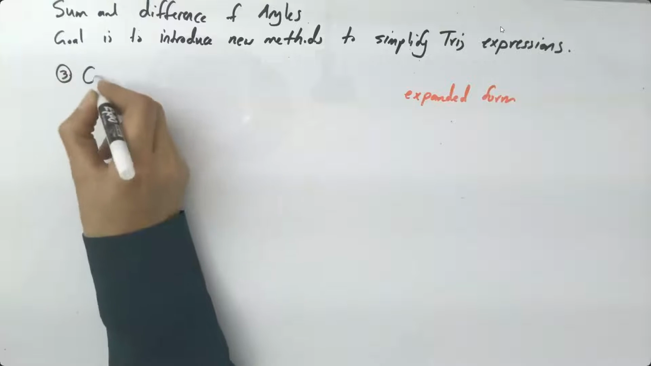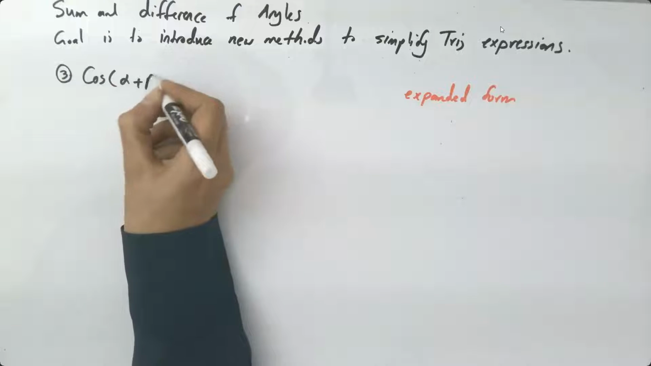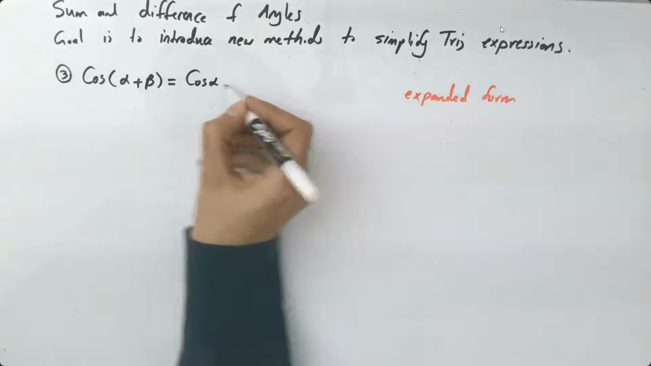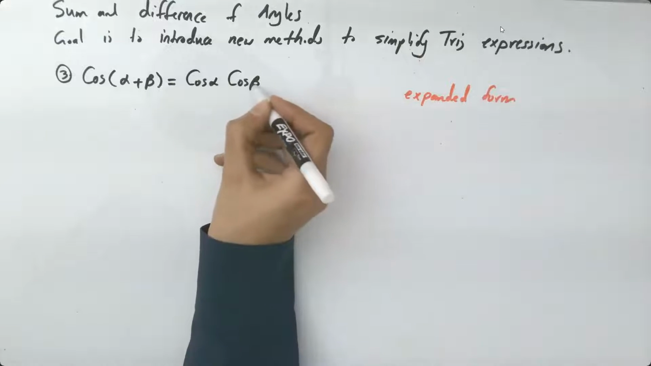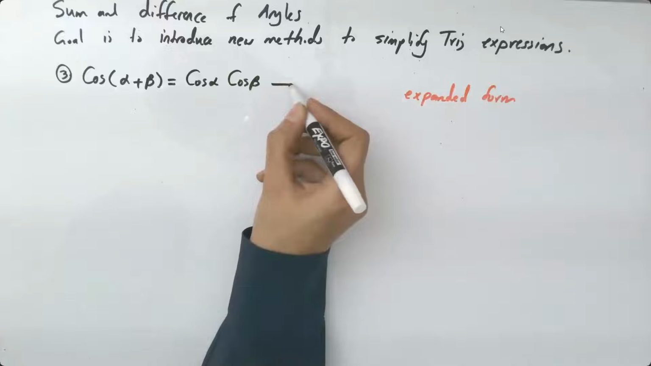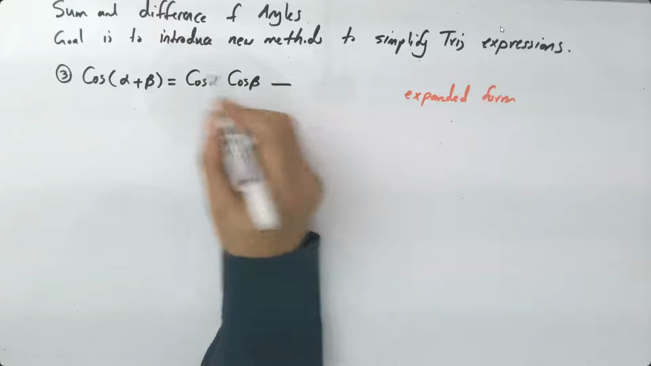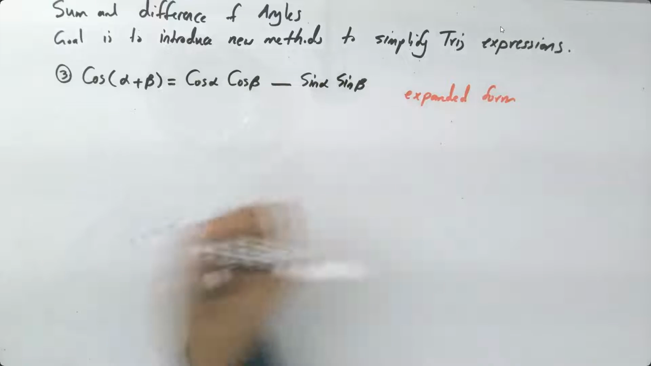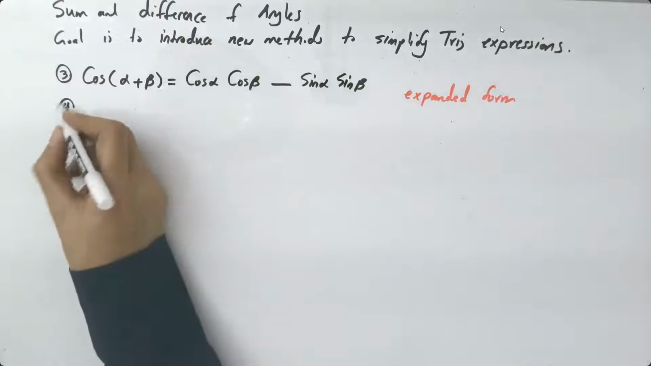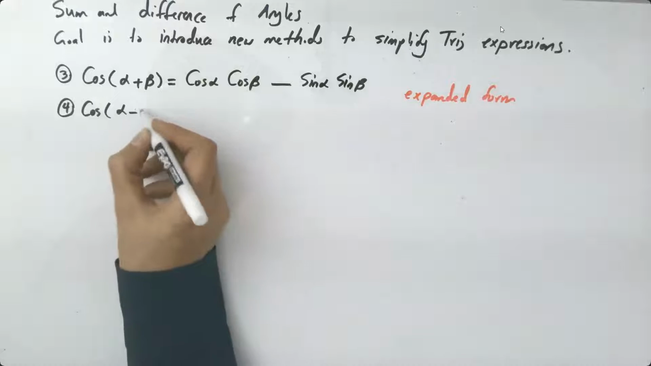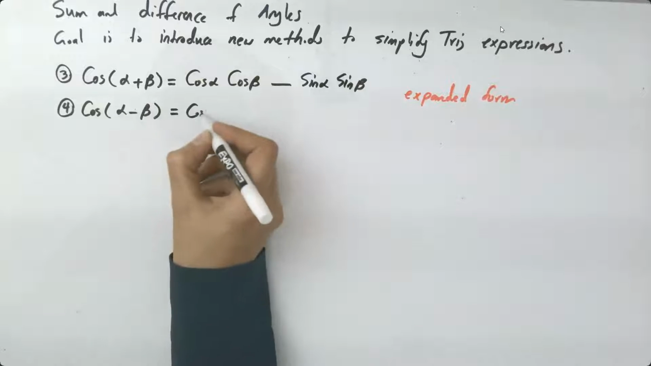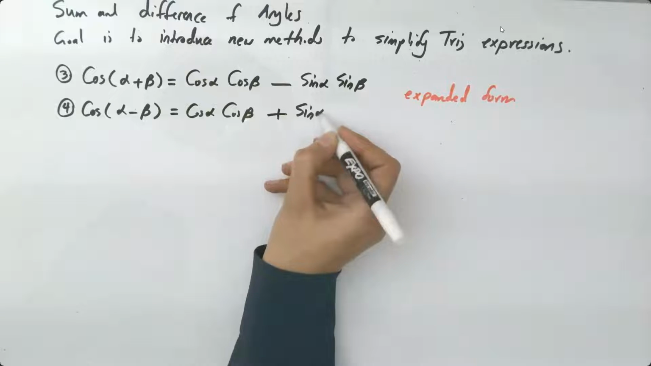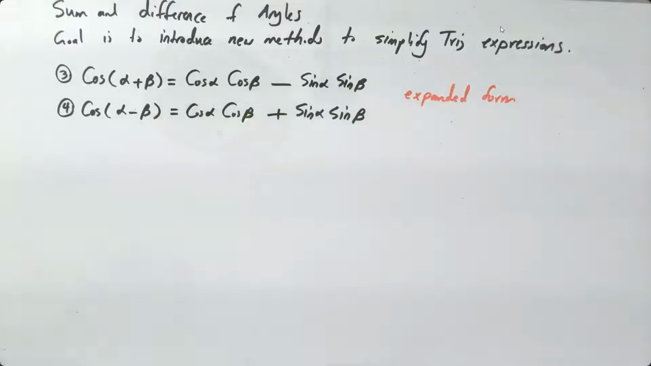Number 3, if you have cosine of alpha plus beta, this is going to be cosine of alpha times cosine of beta minus, so we are using the opposite operation, sine of alpha times sine of beta. And if you have cosine of alpha minus beta, it is going to be cosine of alpha times cosine of beta, now plus sine alpha sine beta.